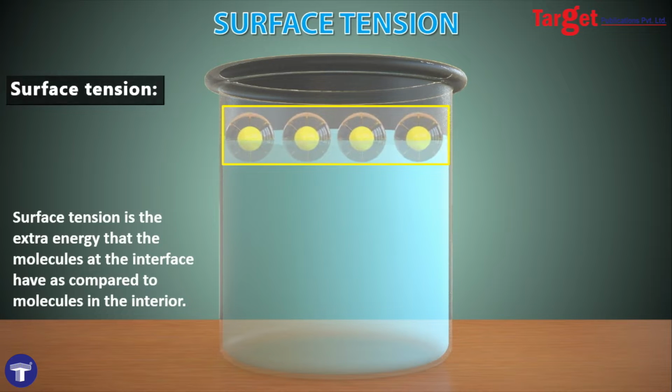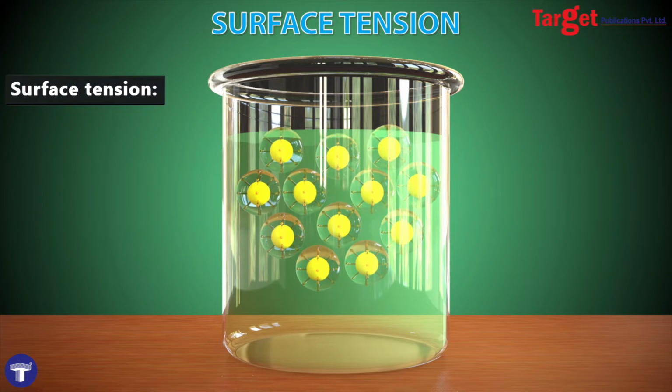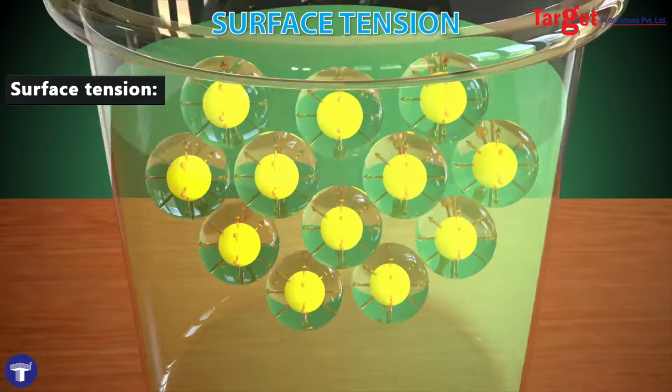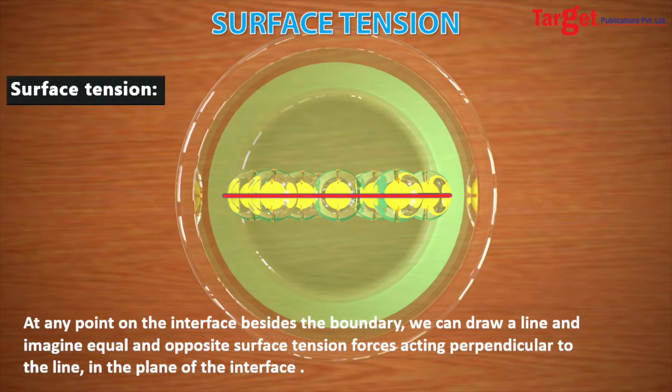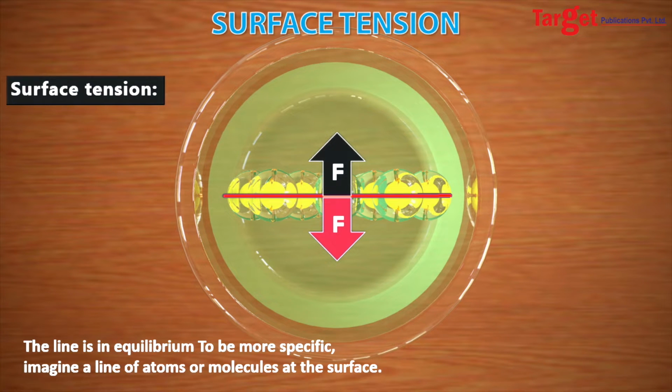In order to find the magnitude of surface tension, an imaginary line is drawn at any point on the interface besides the boundary. We then imagine equal and opposite surface tension forces acting perpendicular to the line in the plane of the interface. This line is in equilibrium.